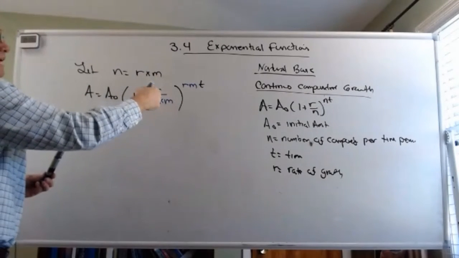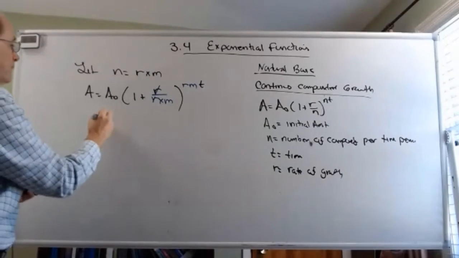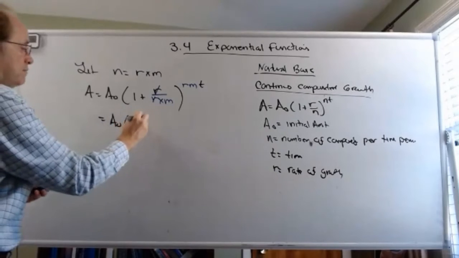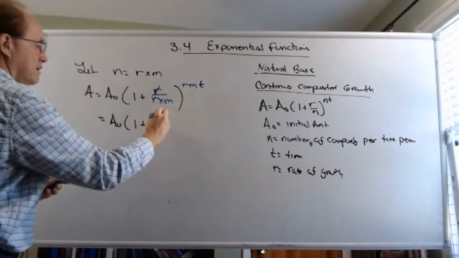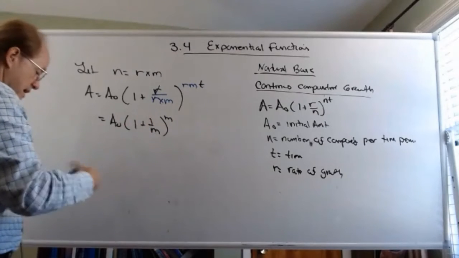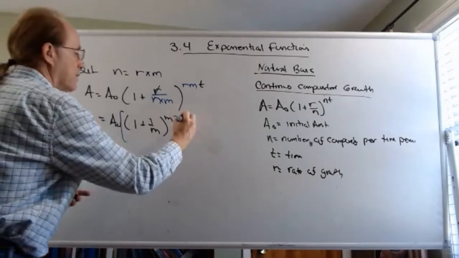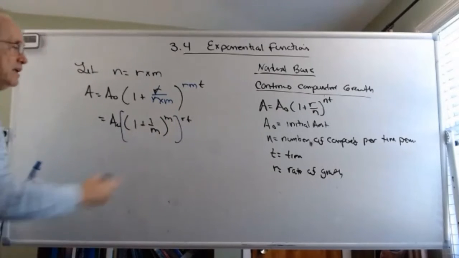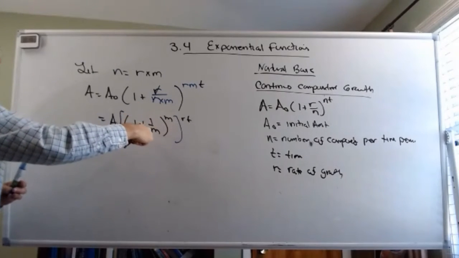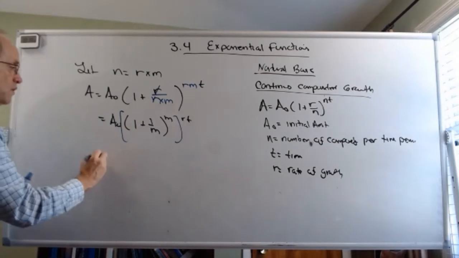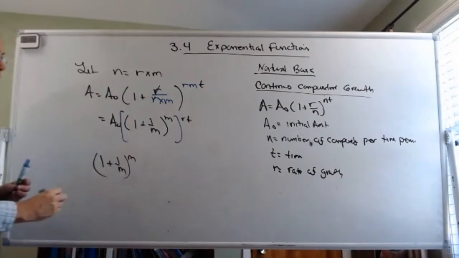I'm going to rearrange this. Notice what happens: the R cancels out. This becomes A0 times (1 plus 1 over M), raised to the M power, and then I raise that to the R times T power. So I have an expression here that only depends upon M: 1 plus 1 over M, raised to the M power.